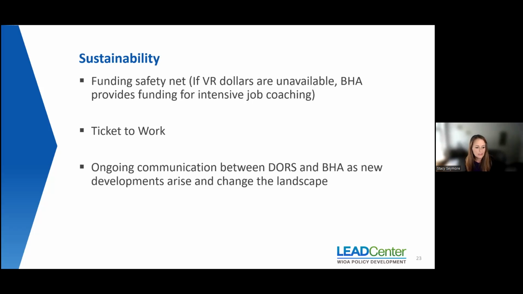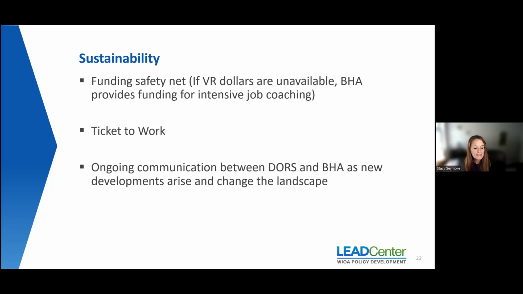I mentioned already a little bit about the Ticket to Work program, and the Behavioral Health Administration's Employment Network, which is the Maryland Employment Network, engages a Partnership Plus agreement with the Division of Rehabilitation Services, providing employment and benefit support beyond what's available through DOORS and the Public Behavioral Health Administration. In that ongoing communication between DOORS and BHA, as new developments arise and change the landscape, there's ongoing communication and collaboration as policies and processes change, in order to make sure that we're effectively delivering that to the providers.